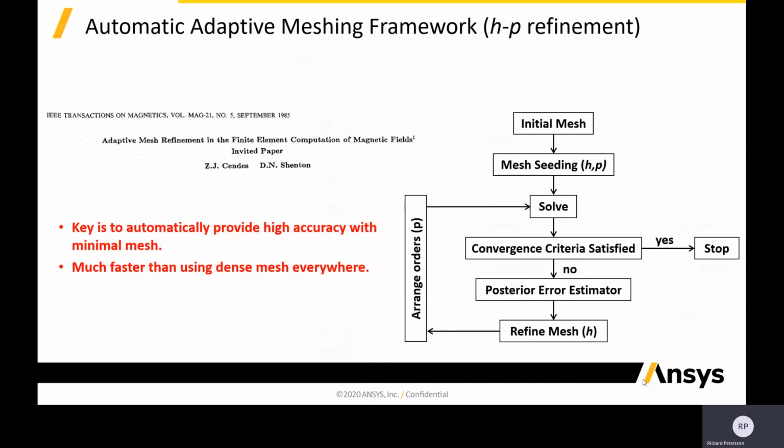And the key to this algorithm is that it provides highly accurate results with a minimal mesh. It's pretty straightforward to get high accuracy results as long as you have the right ingredients in the finite element method, which we do, by making a very dense mesh and higher order of basis function. But this is going to be very inefficient. So this is the key here. We obtain this mesh efficiently, and it provides accurate results.